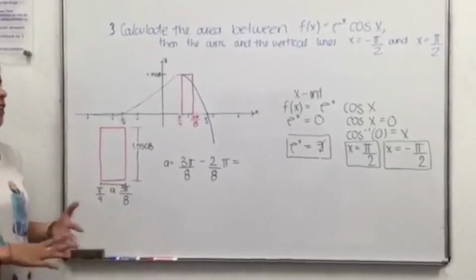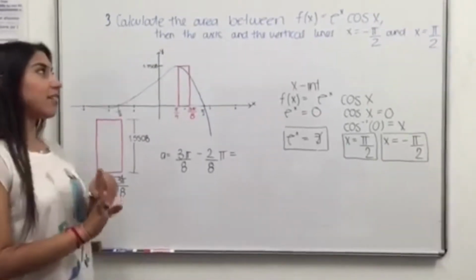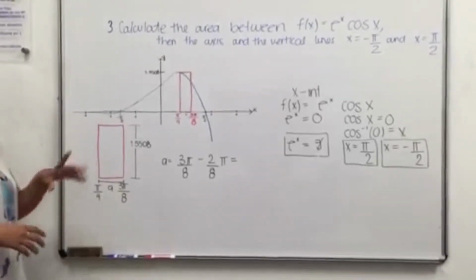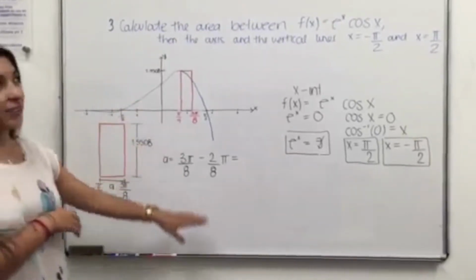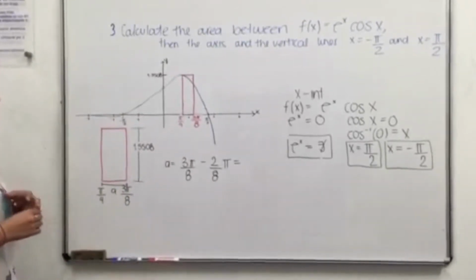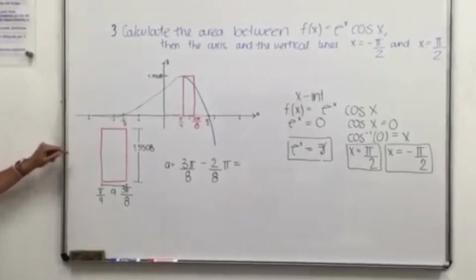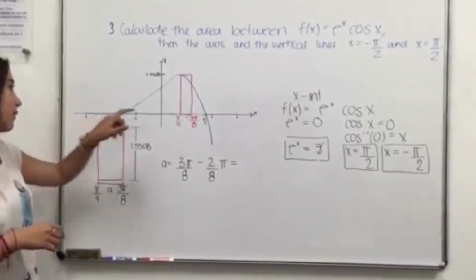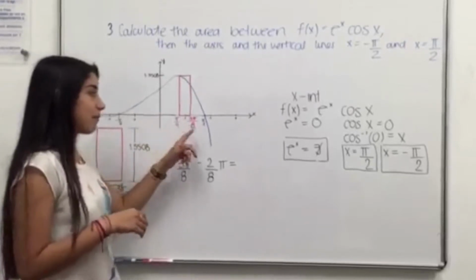Calculate the area between f of x equal to e to the x and cosine of x, the x-axis, and the vertical lines x equal to minus pi halves and x equal to pi halves. This is our graph, and the x-intercepts are minus pi halves and pi halves.